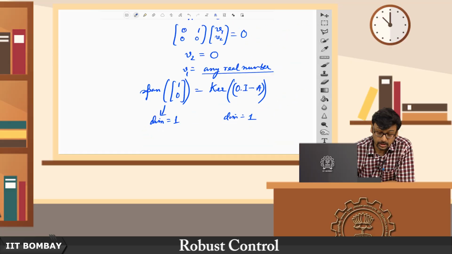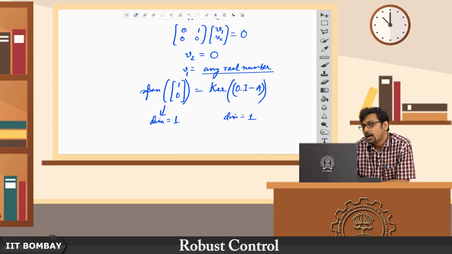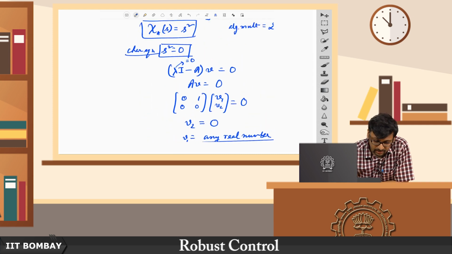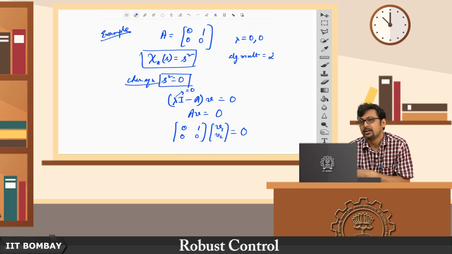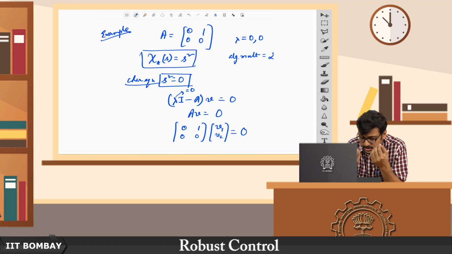This has a name, it is called the geometric multiplicity of the eigenvalue. So in order for diagonalizability to hold, every eigenvalue must satisfy the condition that its algebraic multiplicity must be equal to its geometric multiplicity.